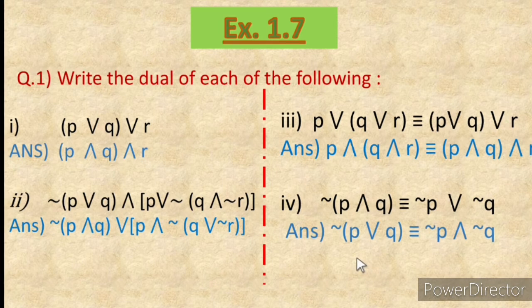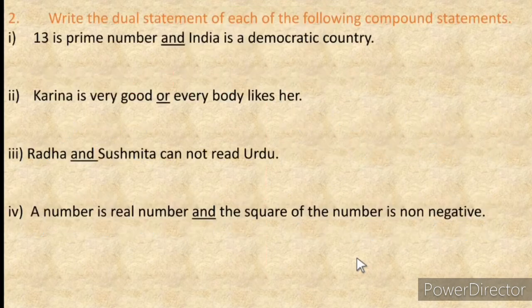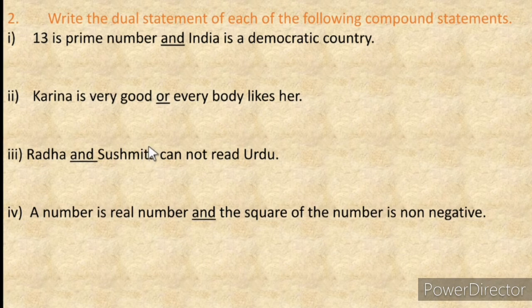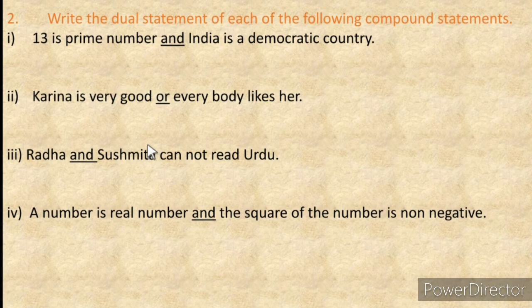Let us move to question number 2. Now, in question number 2, they have given the verbal statements. In question number 1, it was symbolic statement. Now, here it is verbal statement. The rules you have to apply the same for the verbal also. And to be replaced by or, or by and, true by false, false by true, tautology by contradiction and contradiction by tautology. Now, let us see.